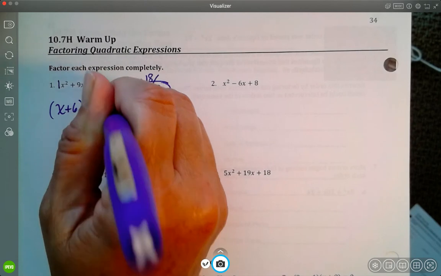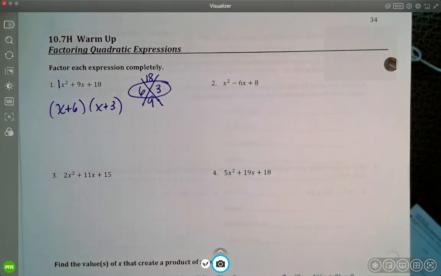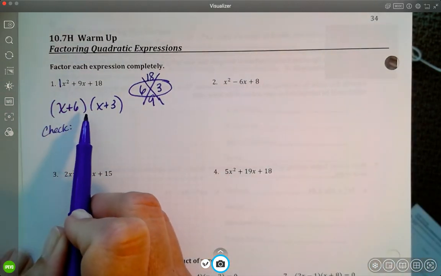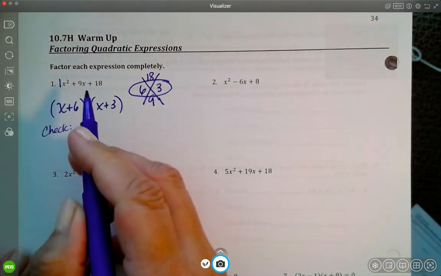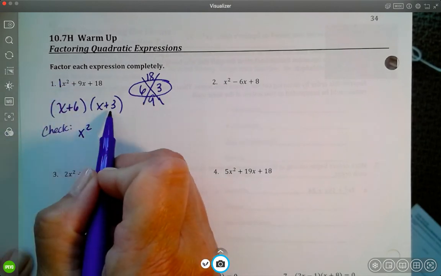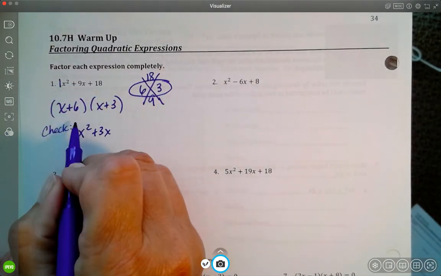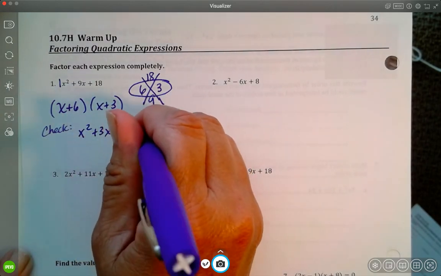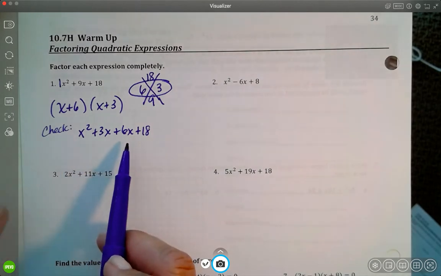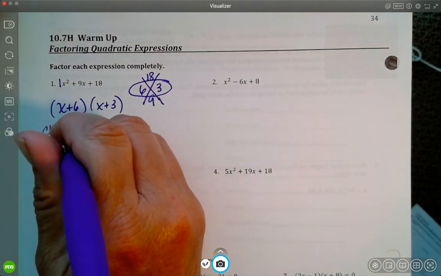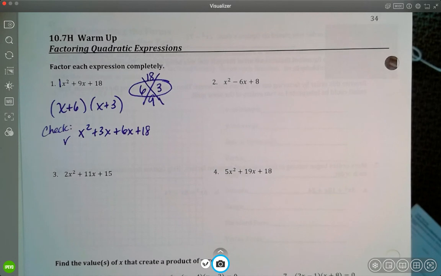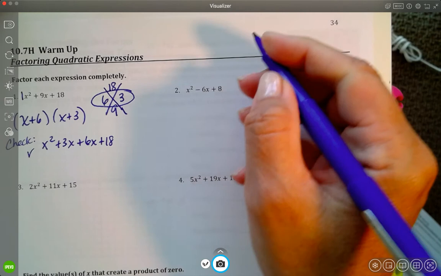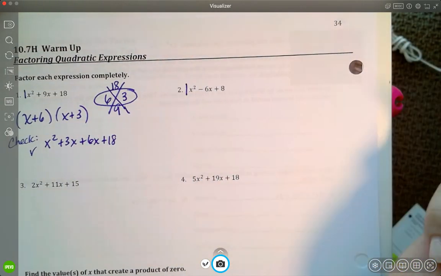And you could check it if you wanted to by FOILing, like multiplying it out, and you should get back to where you started: x times x, x squared; x times 3, 3x; 6 times x, 6x; 6 times 3, 18. You can see that this will give you what you started with, so it checks out. You don't always have to do that, but if you're not sure if you factored it right, then it's probably a good idea.